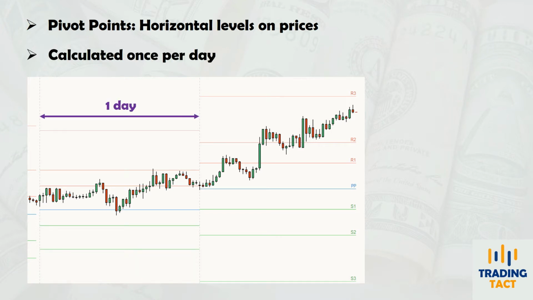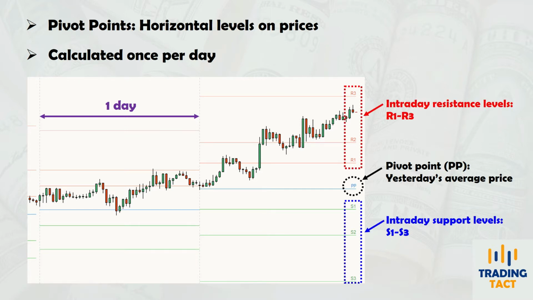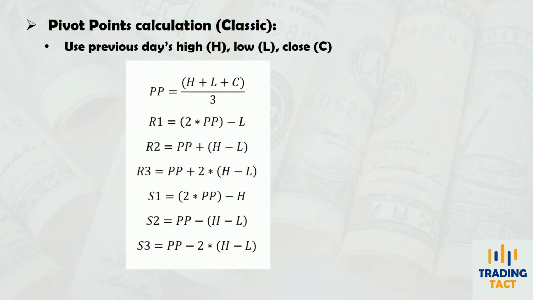By default, they are calculated at the start of the trading day and remain fixed until the close. The central pivot point, PP, is an indication of the previous day's average price. Surrounding the central pivot are the first three intraday support and resistance levels, termed S1 to S3 and R1 to R3. Different types of pivot point calculations have appeared over the years, but I'll use the most common version here, the classic or floor pivot.